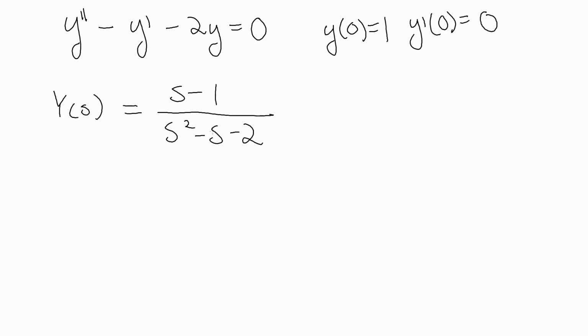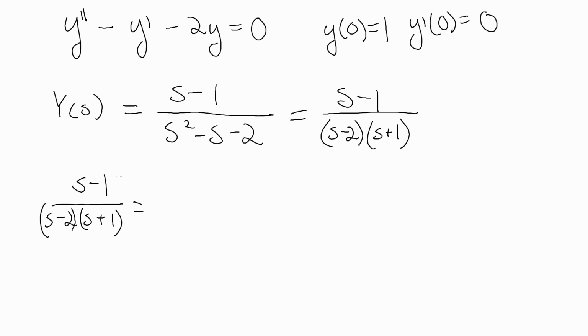So we're going to separate this denominator into factored terms. You can go about doing that with either the old school factoring method or the quadratic formula, whatever. But once you do that, you'll find that this is going to equal s minus 1 over s minus 2 times s plus 1. Okay, so now we're set up for our partial fraction decomposition.